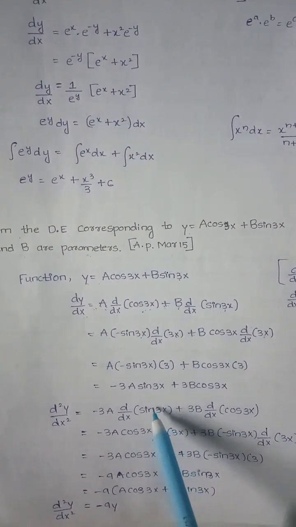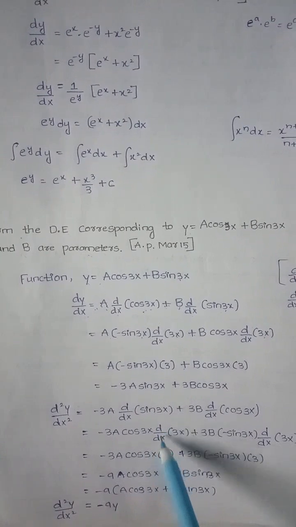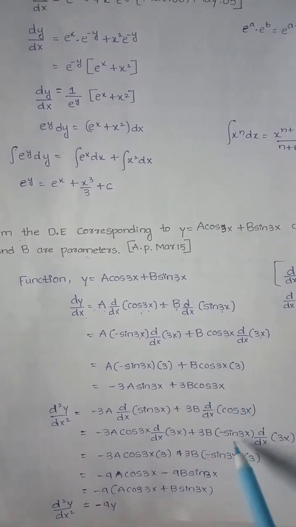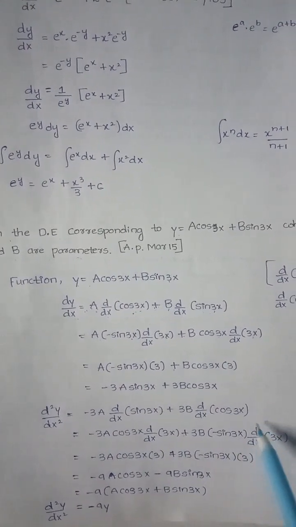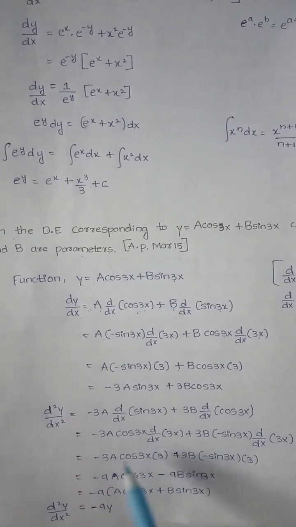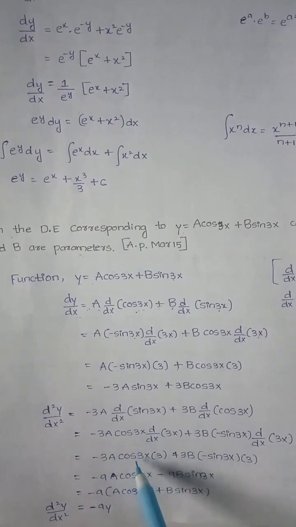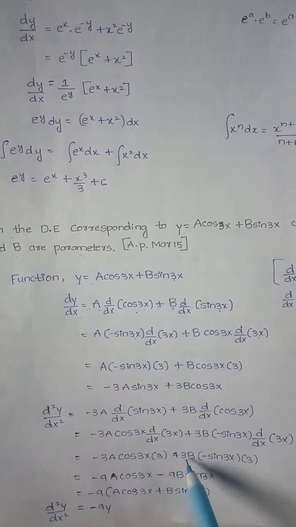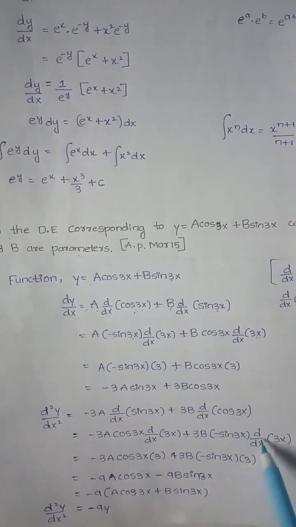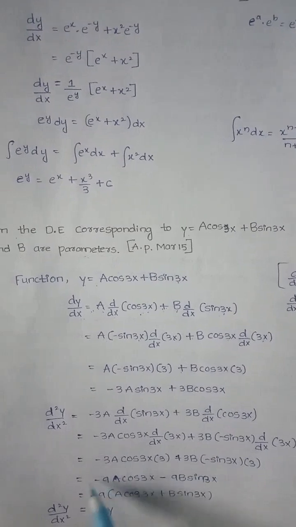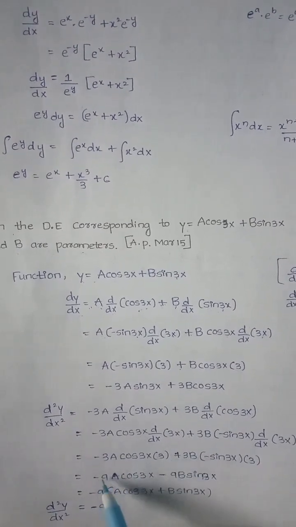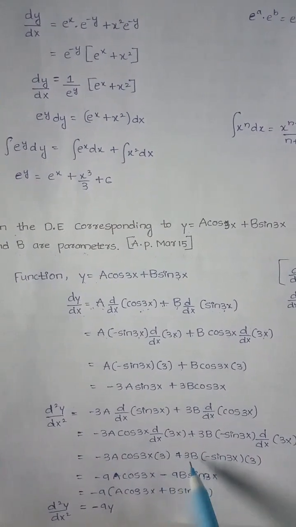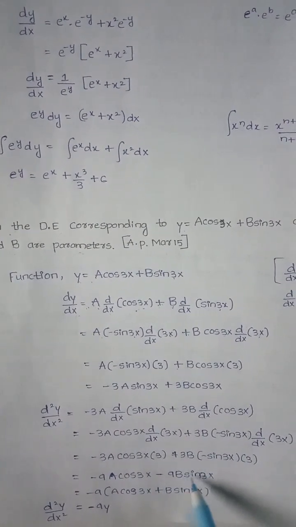Again differentiating 3x with respect to x, d by dx of 3x, plus 3b into d by dx of cos 3x, which is minus sin 3x, and d by dx of 3x, is equal to minus 3a into cos 3x, d by dx of 3x is 3, plus 3 into b, that is 3b, minus sin 3x, d by dx of 3x is 3. That is equal to, here 3 times 3 is 9, so minus 9a cos 3x, and here plus into minus, that is minus 3 times 3 is 9, so 9b sin 3x.